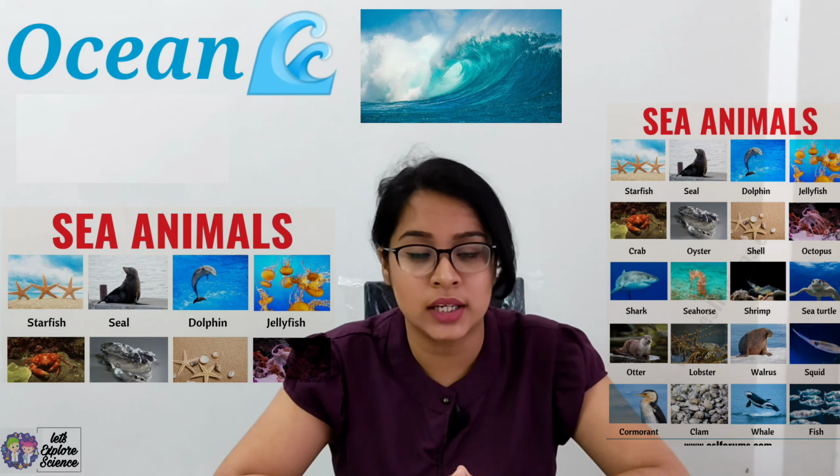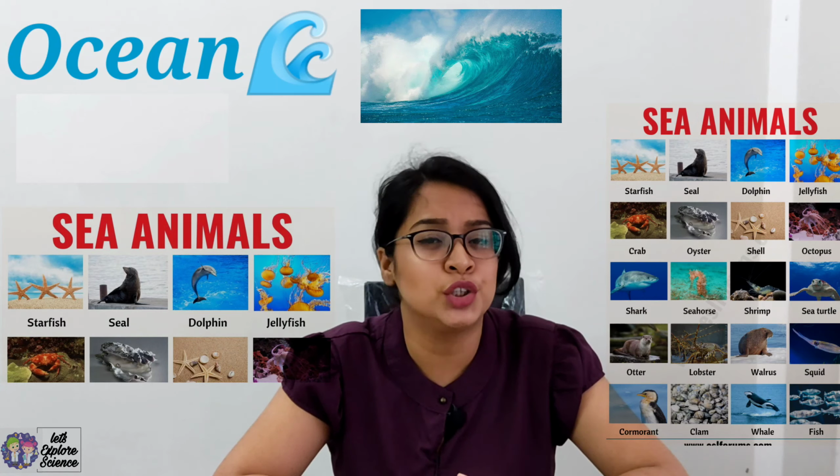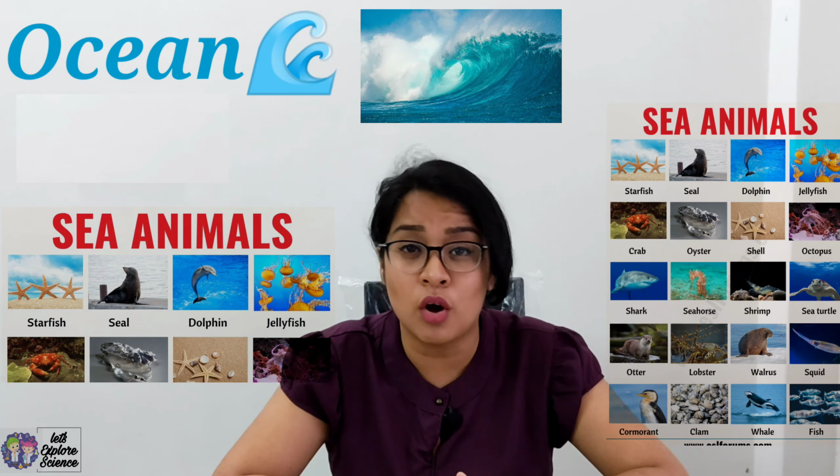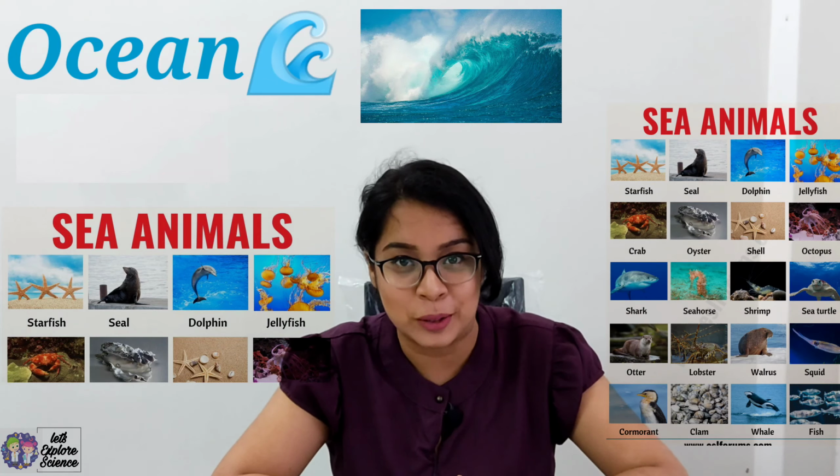Next is ocean. Ocean is a long stretch of water body. You know that 2/3 of the earth is covered with ocean. The water is salty, that means it contains salt. And it is the home of many aquatic animals such as starfish, shark, different fishes, seahorse, dolphin, octopus, etc.